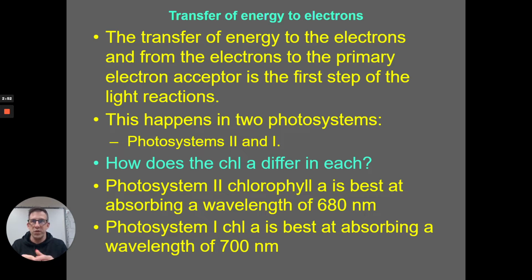And this will make more sense when you see some of the diagrams. But each one of these photosystems really likes to absorb light of very specific wavelengths, okay? Very specific nanometer wavelengths. So photosystem 2 likes to absorb photons of light that have a wavelength of 680 nanometers. And photosystem 1 likes to absorb photons of light that have a wavelength of about 700 nanometers.